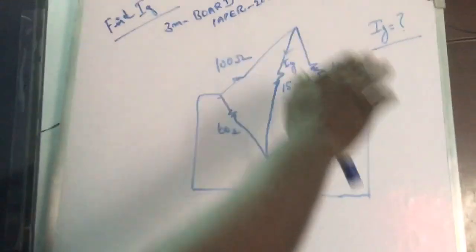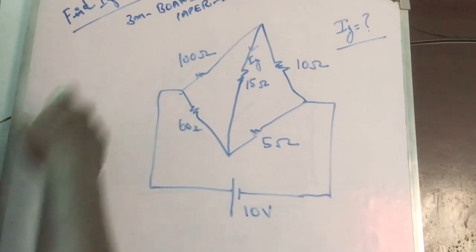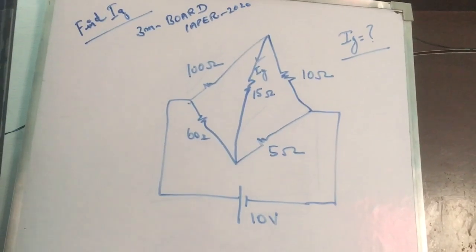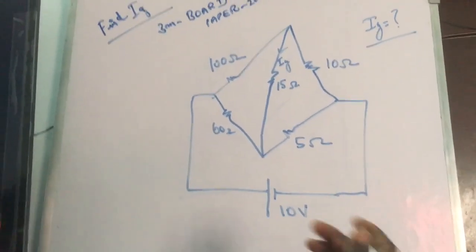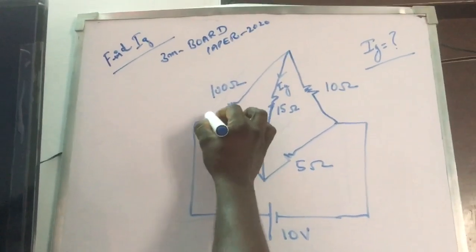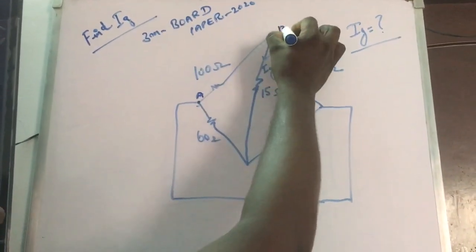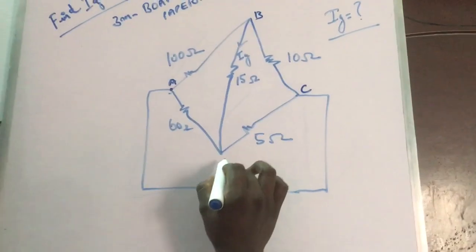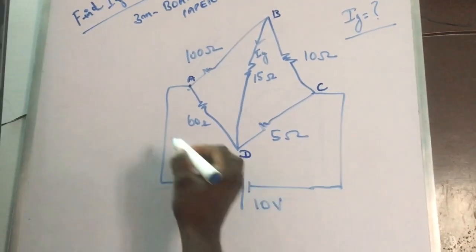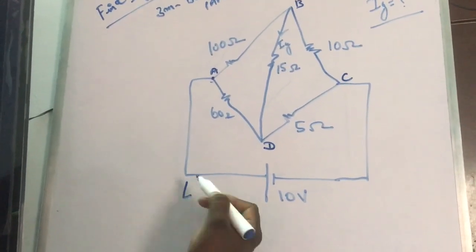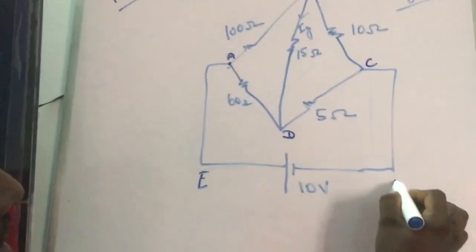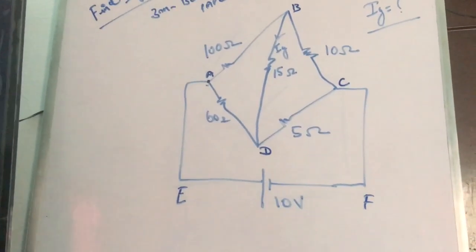So this is the exact problem that was asked. It's a 3 mark problem. First thing, as I said, is to mark the loops. So I'm going to mark the points: this is A, B, C, and I'm going to put D here. If you want to name anything left over, even if it is not a node, the choice is yours. This is the 10 volt source, right?